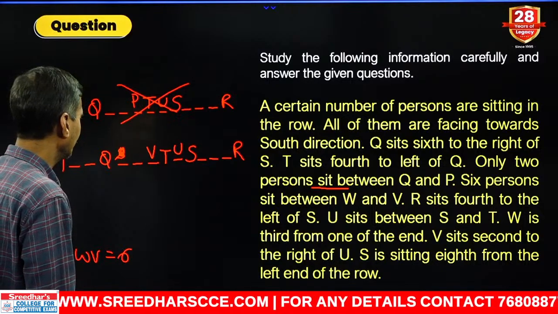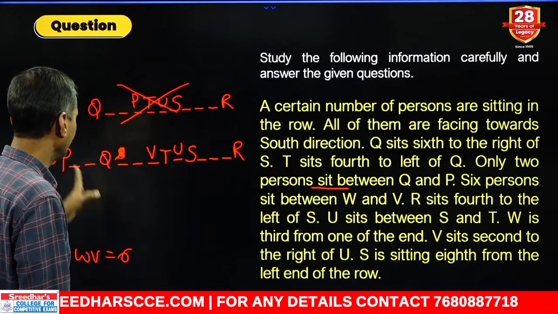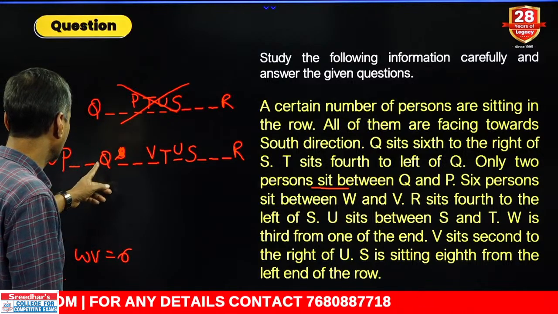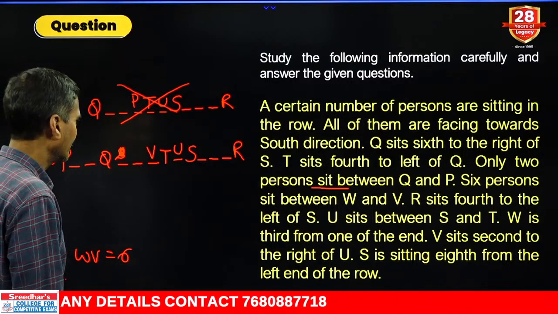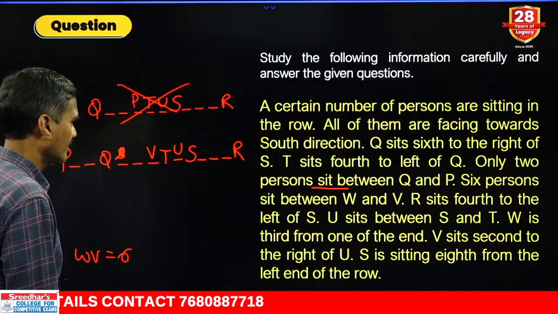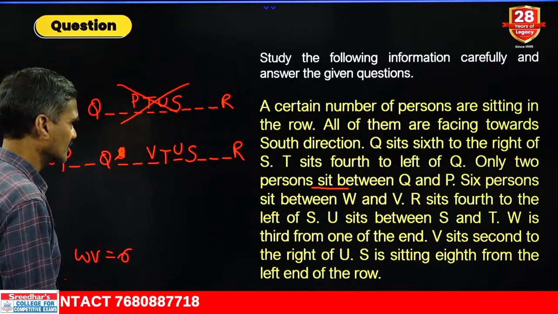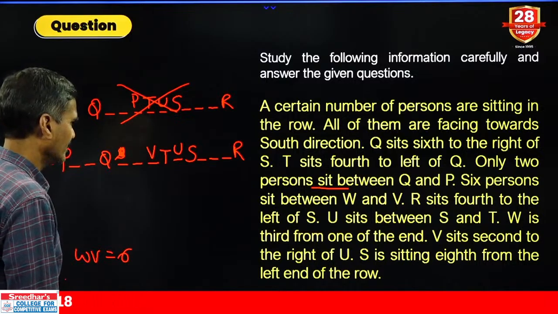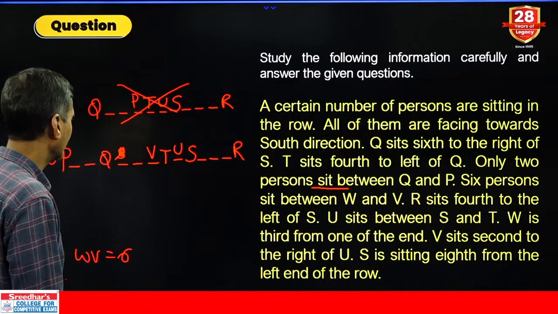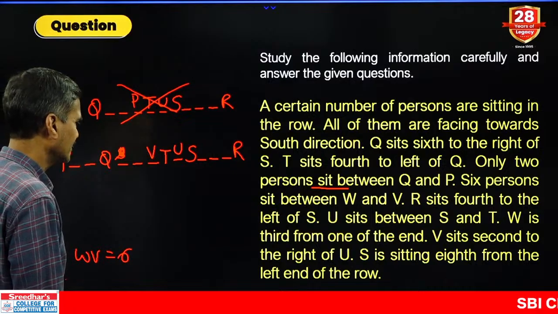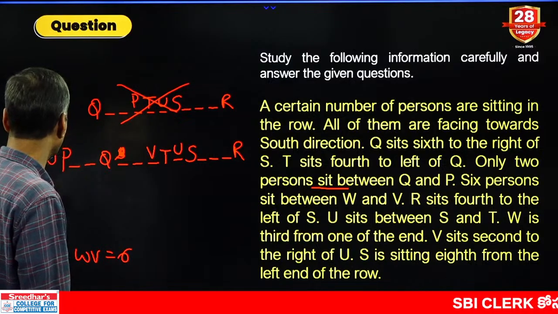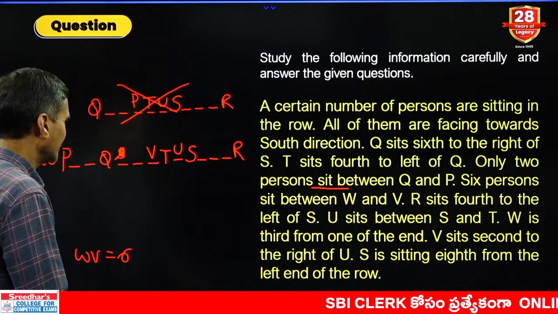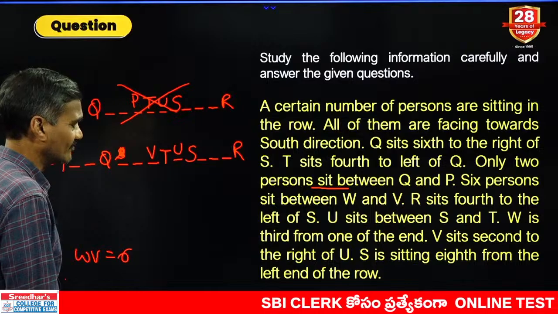And only 2 people between Q and P. In between Q and P, there are 2 people. And 6 persons between W and V. 1, 2, 3, 4, 5, 6, fine. R is 4th to the left of S, fine. And U is in between S and T, that is also true. W is third from one of the extreme ends. And V sits second to the right of U. And S is sitting 8th from the left end of the row. 1, 2, 3, 4, 5, 6, 7, 8.